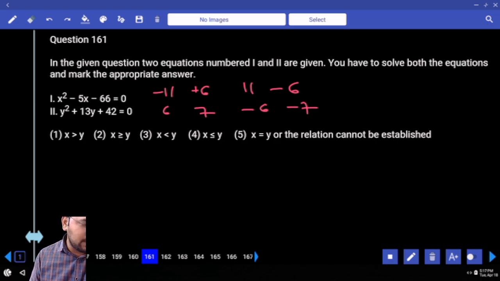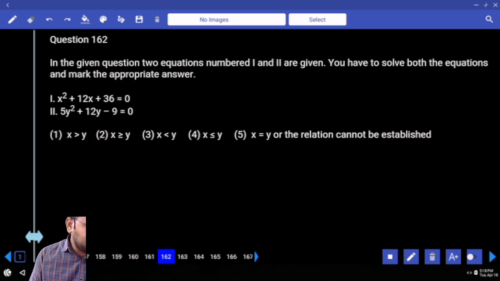If you observe carefully here, x is 11, is always greater, na? But 6 is equal, minus 6 is equal. Always greater but sometimes equal. So your answer is x greater than or equal to y. Next one.